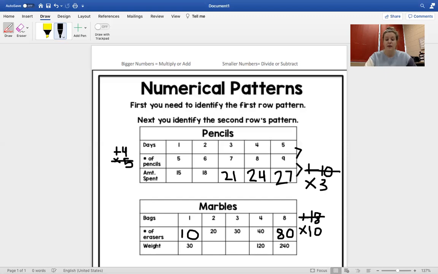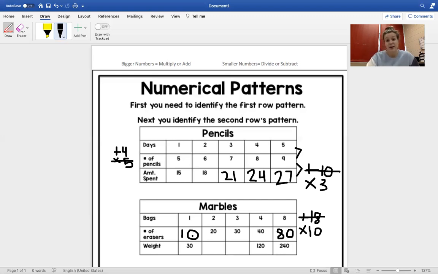Now, our third row is the weight. We know that one bag has 10 erasers and weighs 30 pounds, ounces. They don't really tell us what they measured it in. Okay, so one bag of 10 erasers, the weight is 30. We're trying to determine how much 2 bags weighs and how much 3 bags weighs. So we need to find the pattern. We went from 10 erasers weighing 30.